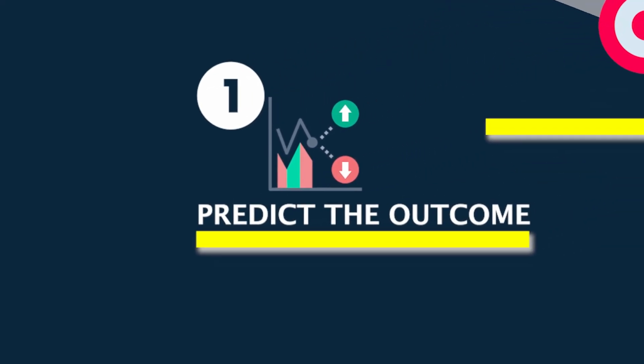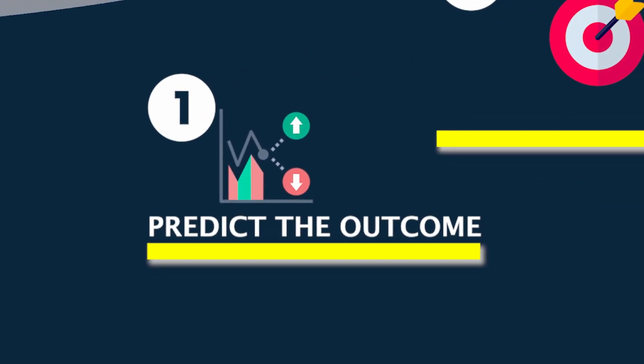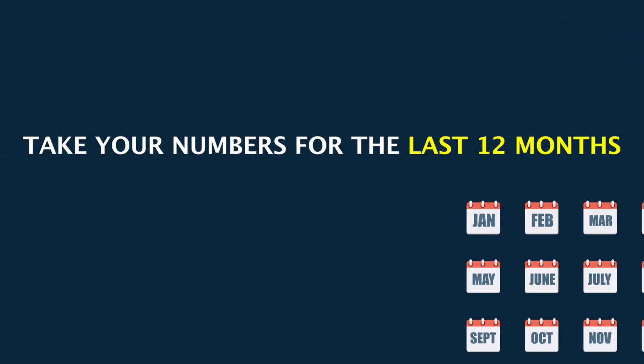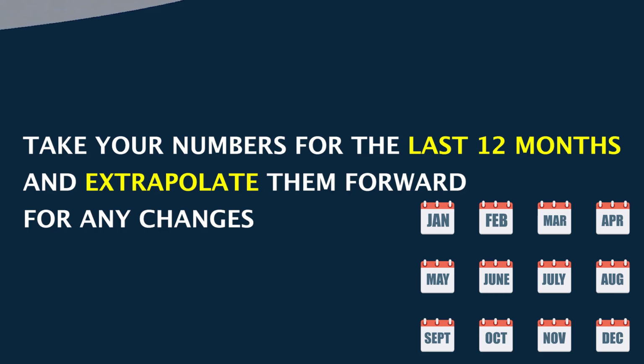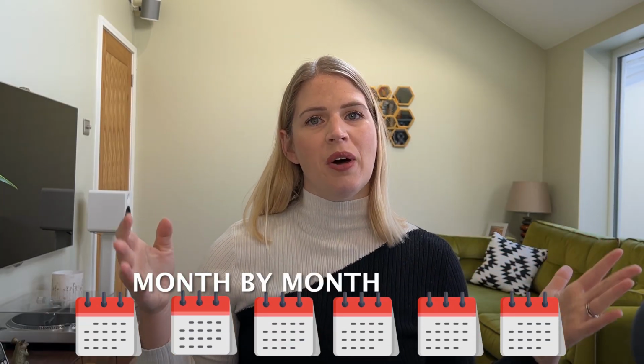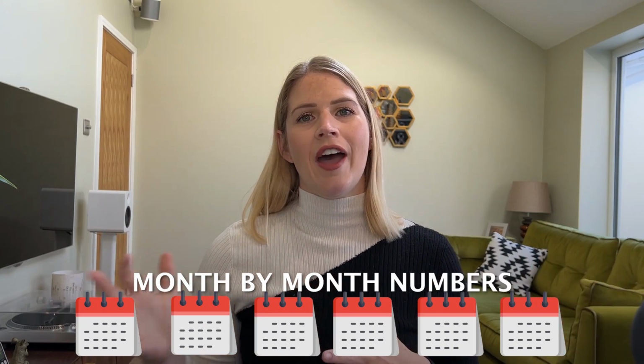Step 1. I want you to predict the most likely outcome for 2024 based on where you are today. Now, the easiest way to do that is to take your numbers for the last 12 months and extrapolate them forward for any changes. Now, don't take the annual number. It's important that you have a look at the month by month numbers so that you can have a look at any trends and make sure that you're adjusting accordingly.